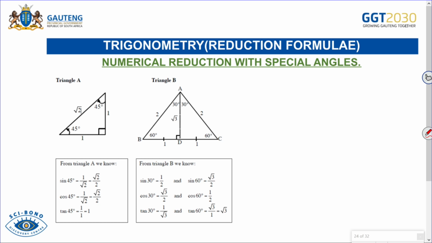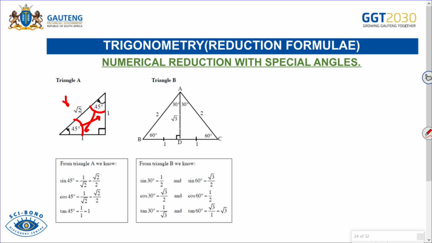Let's move to numerical reductions with special angles. So you've got triangle 1, whereby your hypotenuse side is given as the square root of 2. Your opposite side to this is 1. And if you are looking at this one, the opposite side is still 1. And then you already know this one from grade 10.